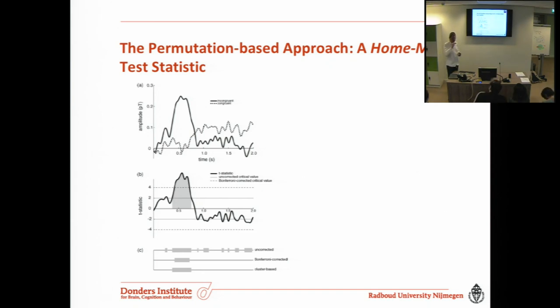Here it comes. This is what it does. If I take a very high threshold value, then I will improve my sensitivity for strong effects which are not temporally extended. If I take a low threshold, I will bias my sensitivity toward weak but temporally widespread effects. So it's a sensitivity thing.